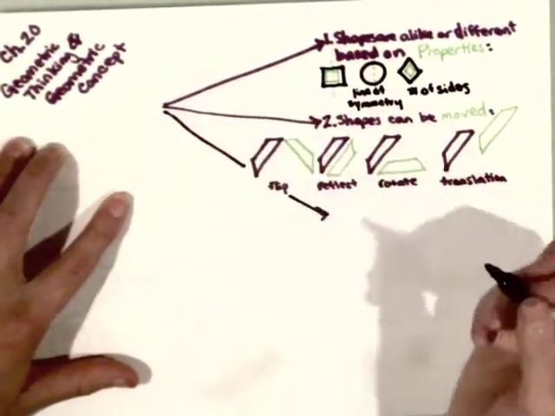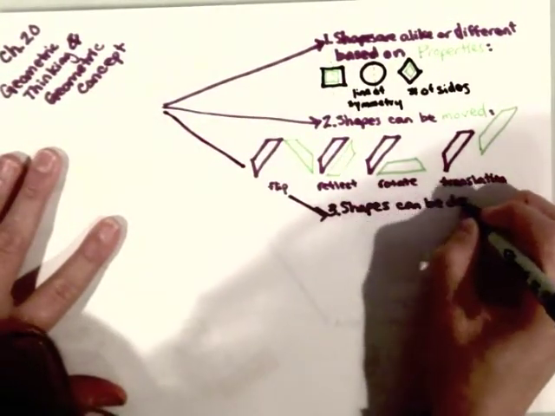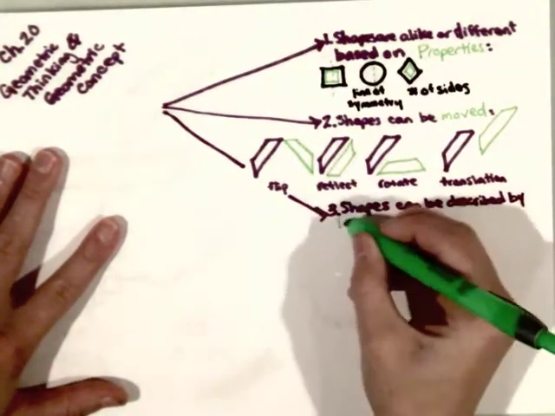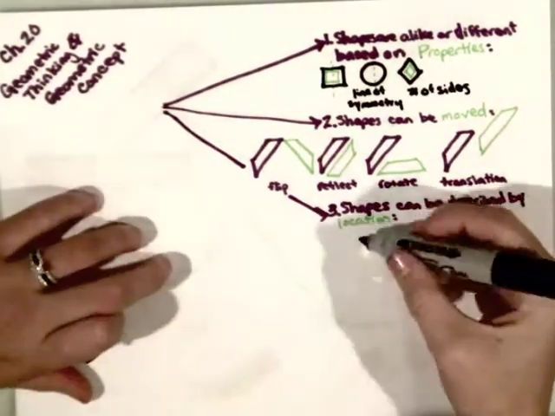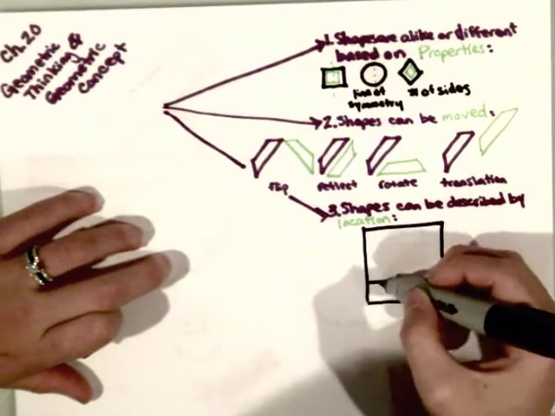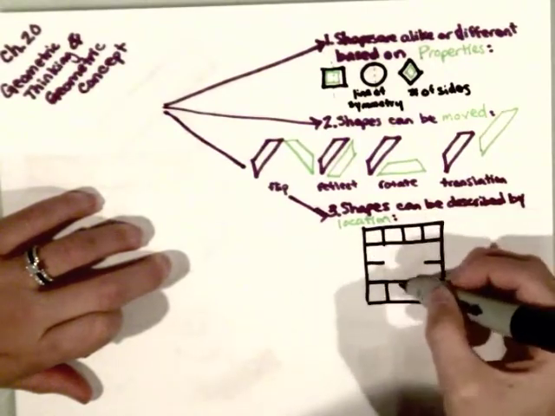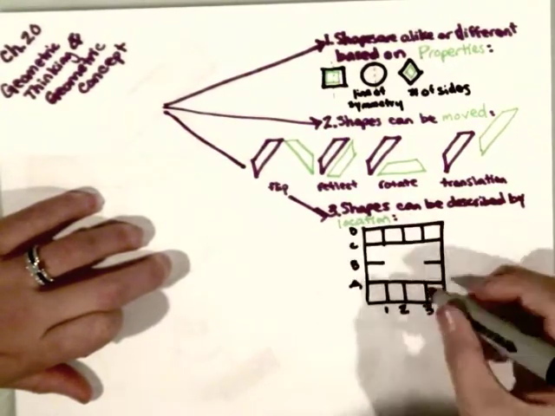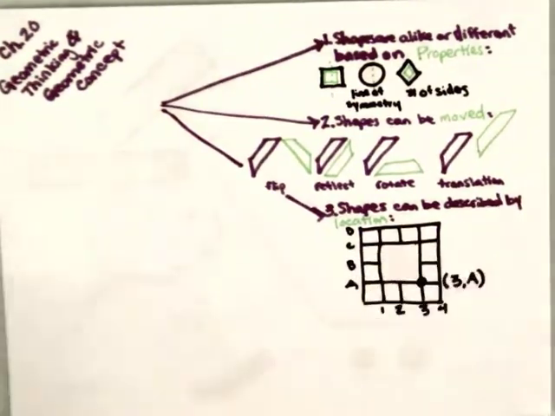The third key idea in this chapter is that shapes can be described by location. We're going to stick this square on a grid, and notice that I can describe this shape's location by using a coordinate system.